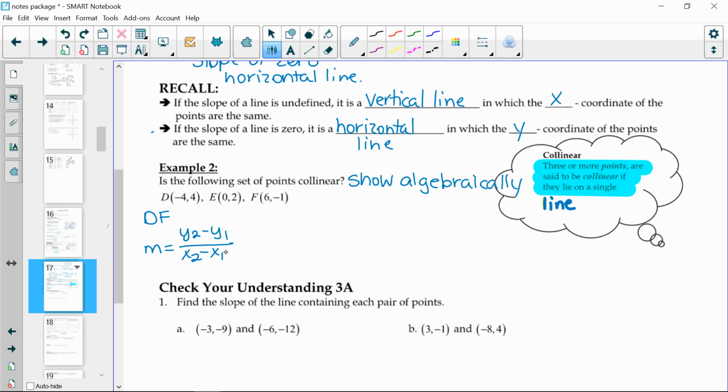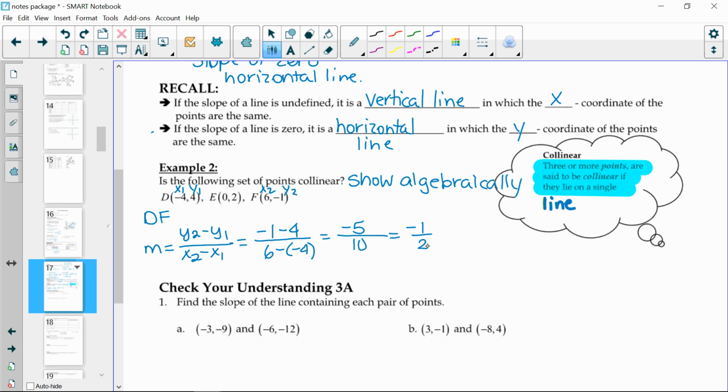over x2 take away x1. So this is x1, y1, x2, y2. So I'm going to put them into the formula, and I've got -1 take away 4 over 6 take away -4. So -1 take away 4 gives me -5. 6 take away -4 gives me 10. Simplified, that gives me -1 over 2 for my slope.